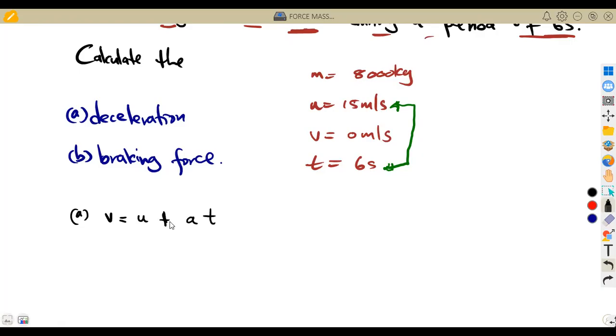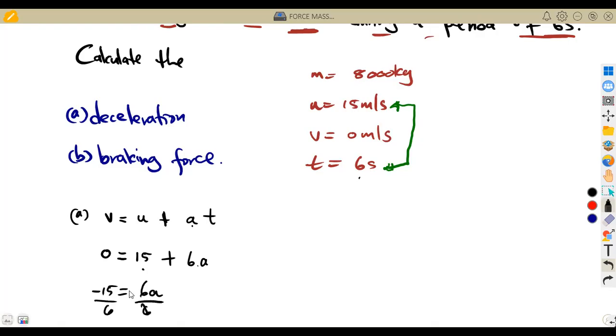So this is the best formula that we can have, because we have V being the final velocity, 0, U being the initial velocity, plus AT, where we want to calculate A, and we are given T. So this is going to be 6 times A. In order for us to calculate A, we can transpose the 15 this side, and it would be negative 15 is equal to 6A.